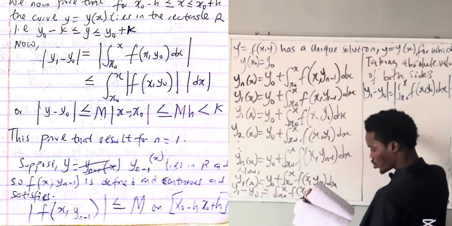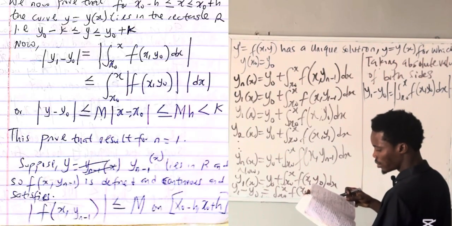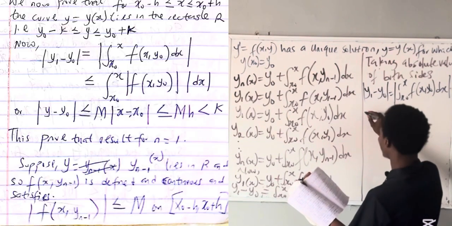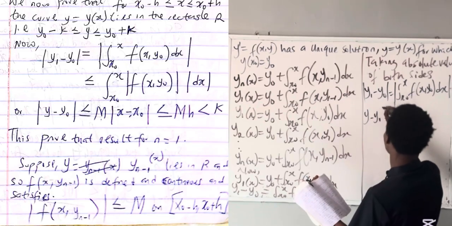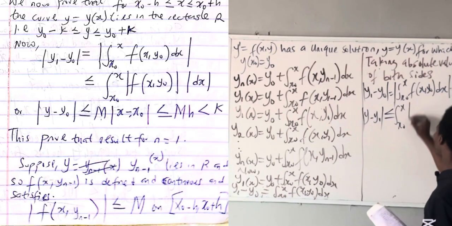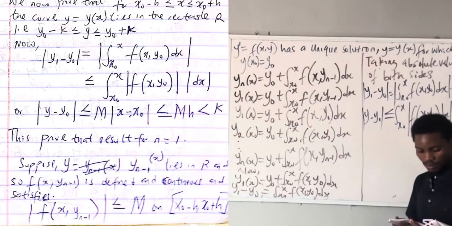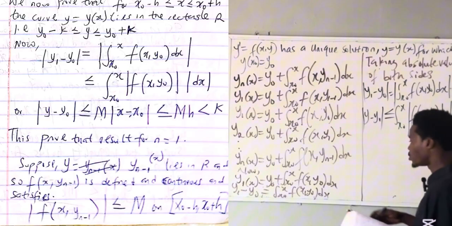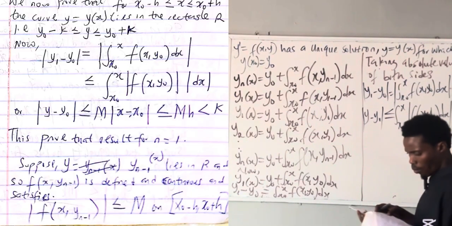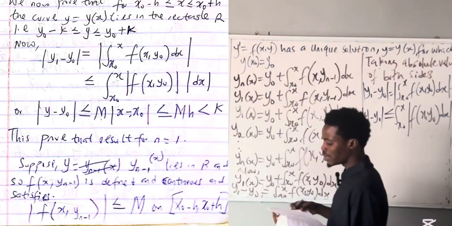So that's why we have y minus y naught, y minus y naught from here, then the integral from s naught to x, we have f of s, y naught ds. Something like this. Or another way is, if y minus y naught is equal to m, then s minus s naught is less than or equal to h, less than k.